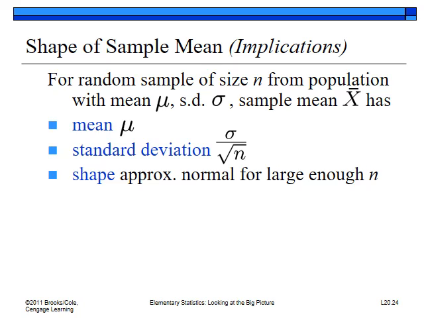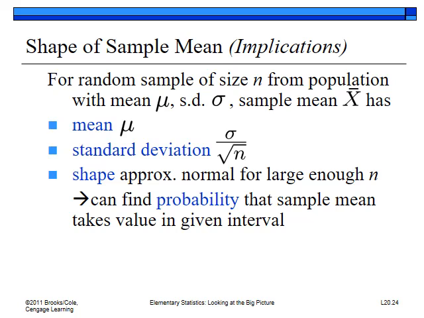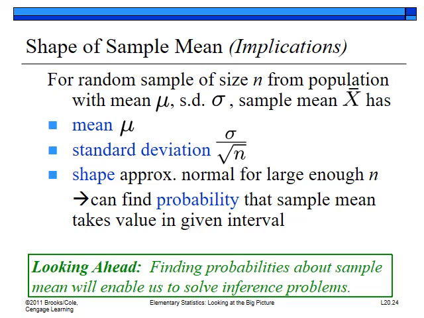Now, the shape is approximately normal as long as n is large enough. Because it's approximately normal, we can find probabilities using the normal distribution. This is what we're going to use to solve problems about inference.